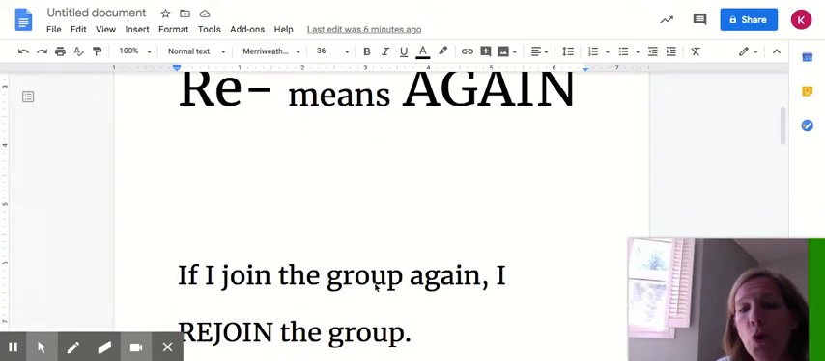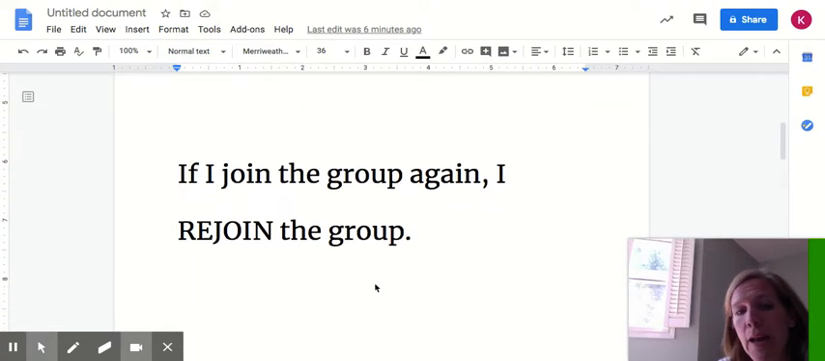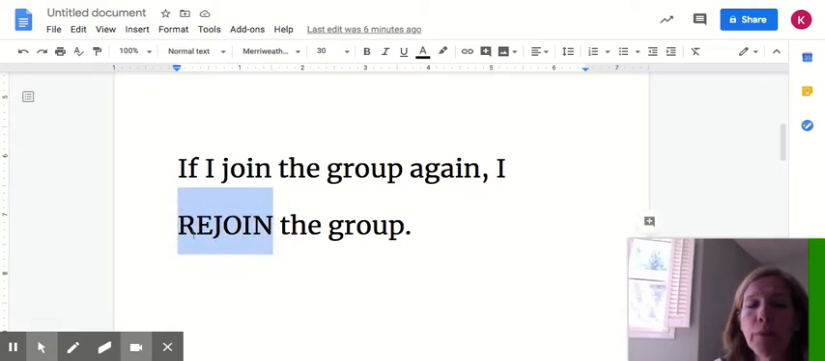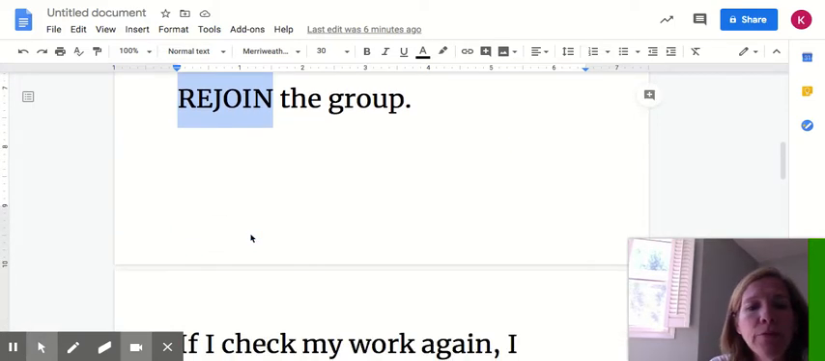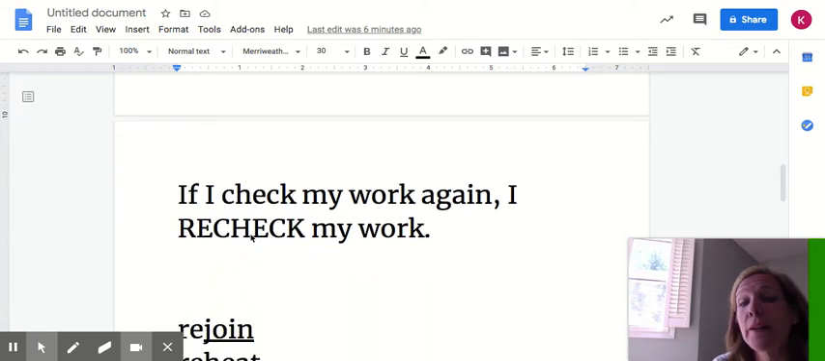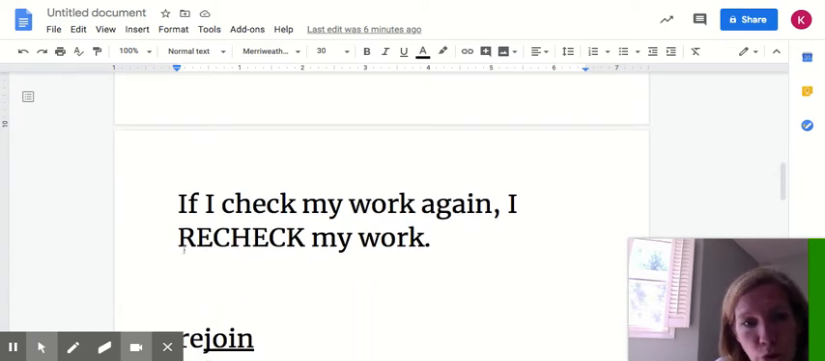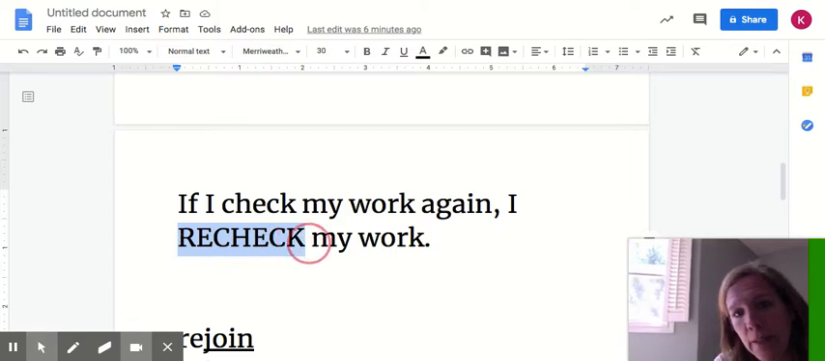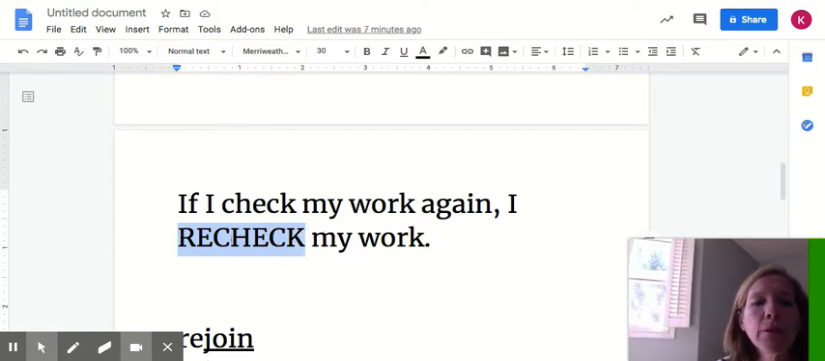If I join the group again, I rejoin the group. I rejoin the group. I join it again. Okay. If I check my work again, I recheck my work. Oops, I can't get that K. There we go. I recheck my work. So I keep my root word the same and I just add re in front of it. It means I'm doing it again.